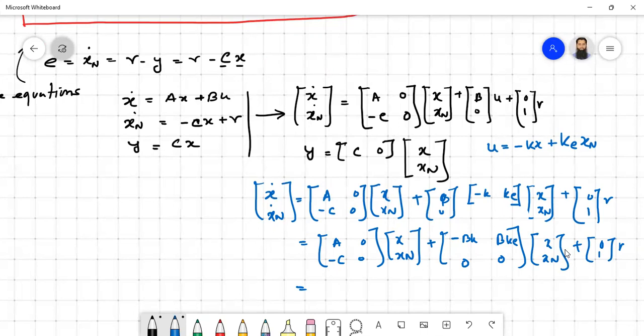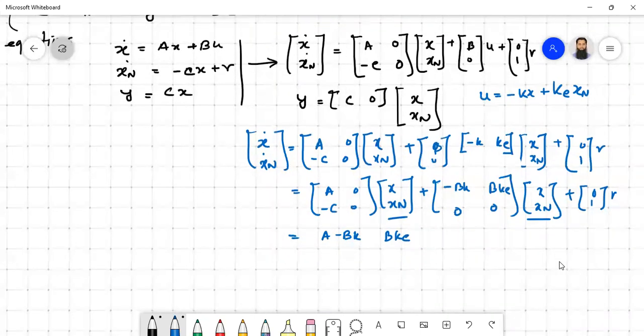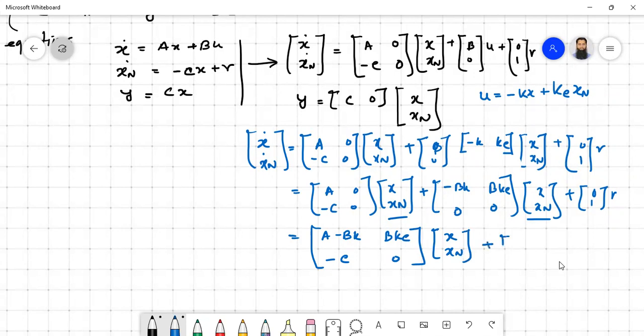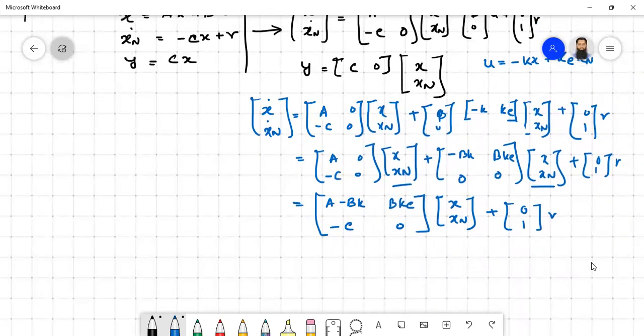So ultimately, what you're going to get is that x, xn is common here. So you can say that a minus bk, which is already the designed one, the controller designed one. Then you have bke, which is the new component that is coming because of the pole that you have placed at the origin. Then you have minus c0, minus c0. This is our new A matrix, or the system matrix more specifically. Then you have x, xn plus 0, 1, r. And this is our state equation, by inserting a pole at the origin, and our output equation is c0 x, xn.